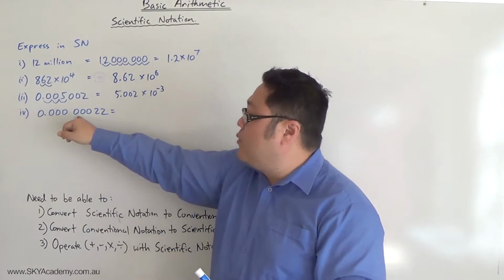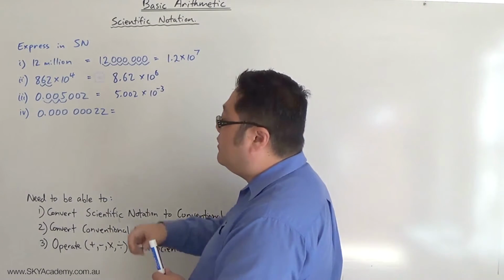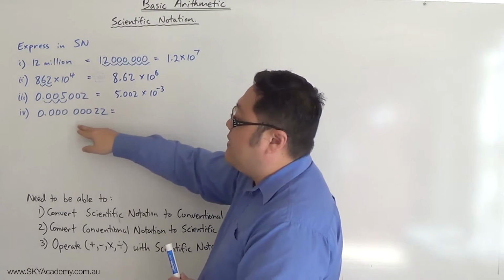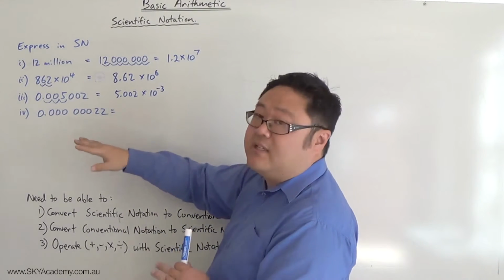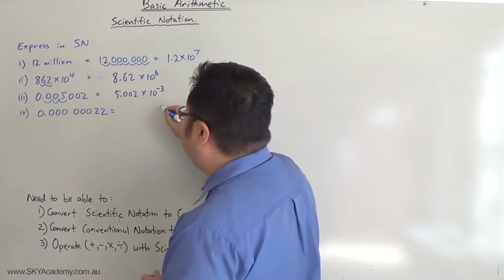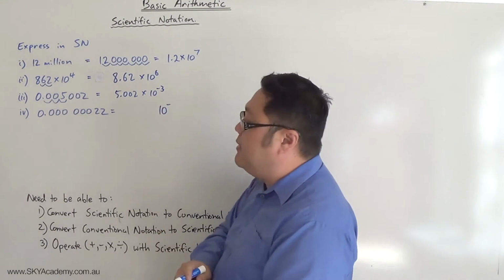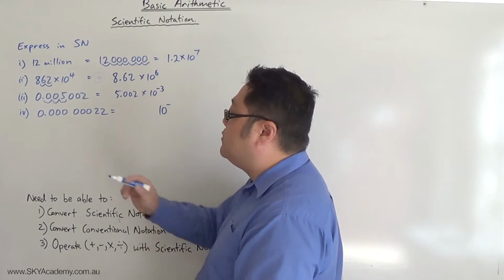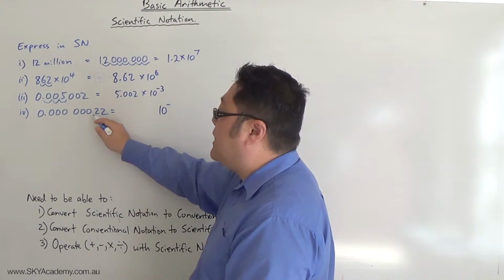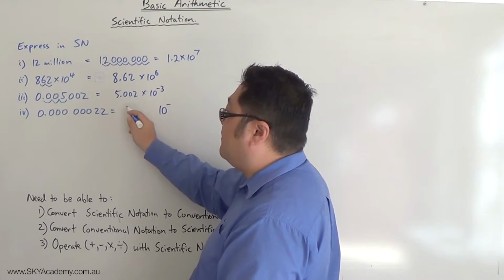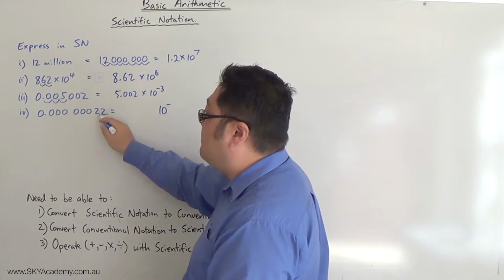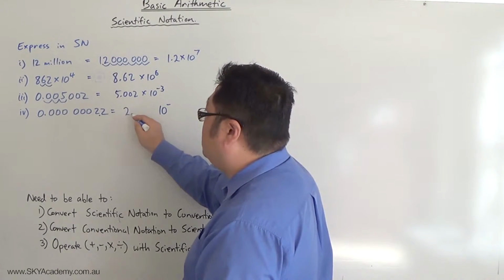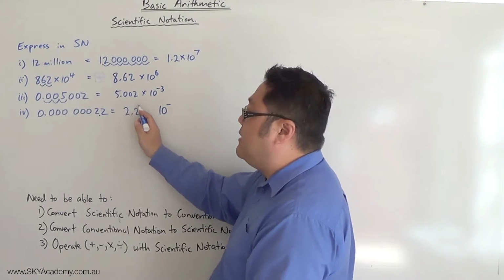Now, this question here, all right, is going to be a really small number. See how it's 0.000? So it's going to be a really small number. So it's going to be 10 to the power of a negative number. And how many places we move the decimal place will depend on where we put the decimal place to work out the first number. Now the first number will be between this 2 and this 2. So it's 2.2.